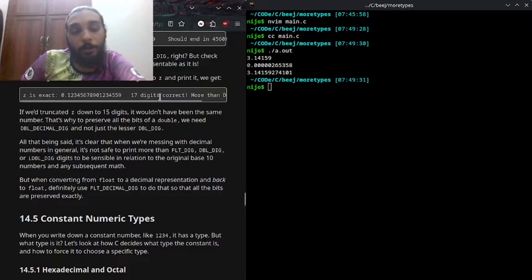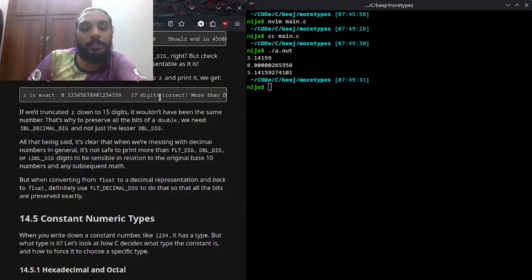That's why, to preserve all bits of a double, we need DBL_DECIMAL_DIG and not just the lesser DBL_DIG. All that being said, it's clear that when we are messing with decimal numbers in general, it's not safe to print more than DBL_DIG digits to be sensible in relation to the original base 10 numbers. But when converting from float to a decimal representation and back to float, definitely use FLT_DECIMAL_DIG to do that, so that all the bits are preserved exactly.